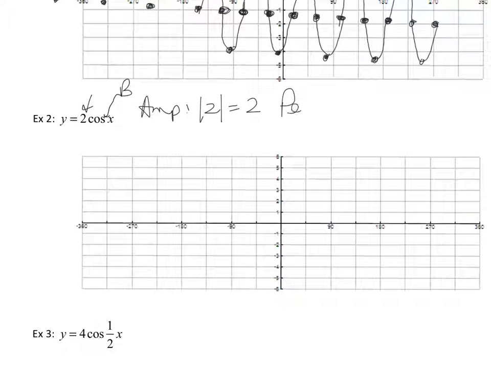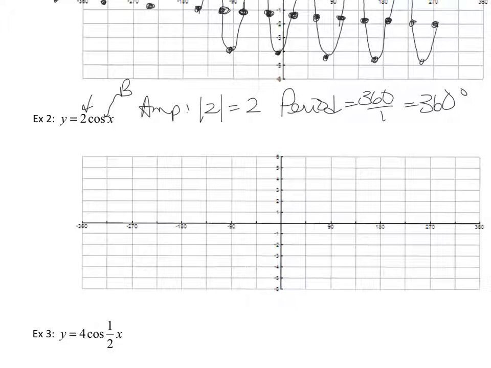So my period is 360 divided by 1, which is 360. So my period is the same as it is for my parent function. So I know that this curve is going to take 360 degrees to make one complete cycle.